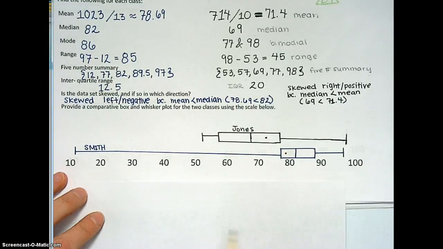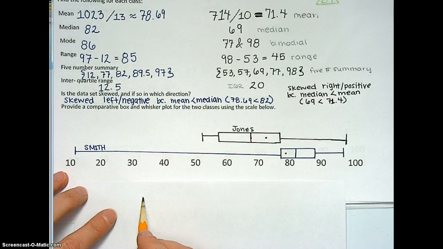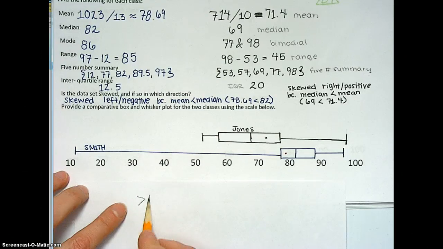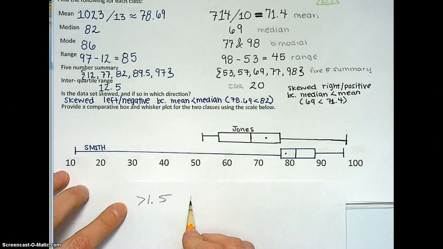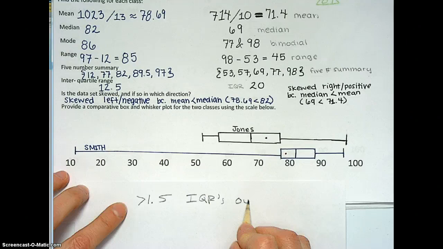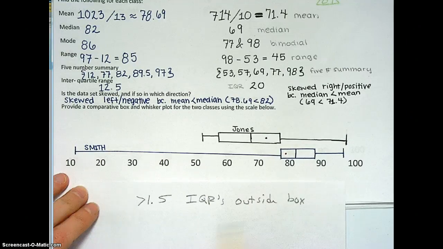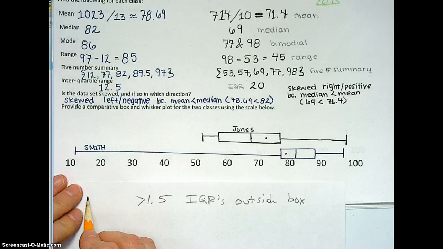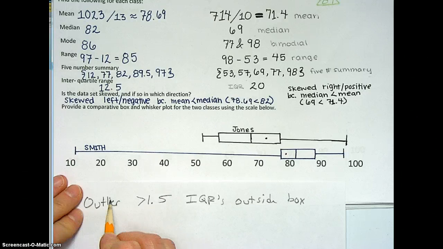To be an outlier, and it's covered in most textbooks, you have to be greater than 1.5 interquartile ranges outside the box. So this is how an outlier is frequently defined. An outlier is greater than 1.5 times the interquartile range outside the box.